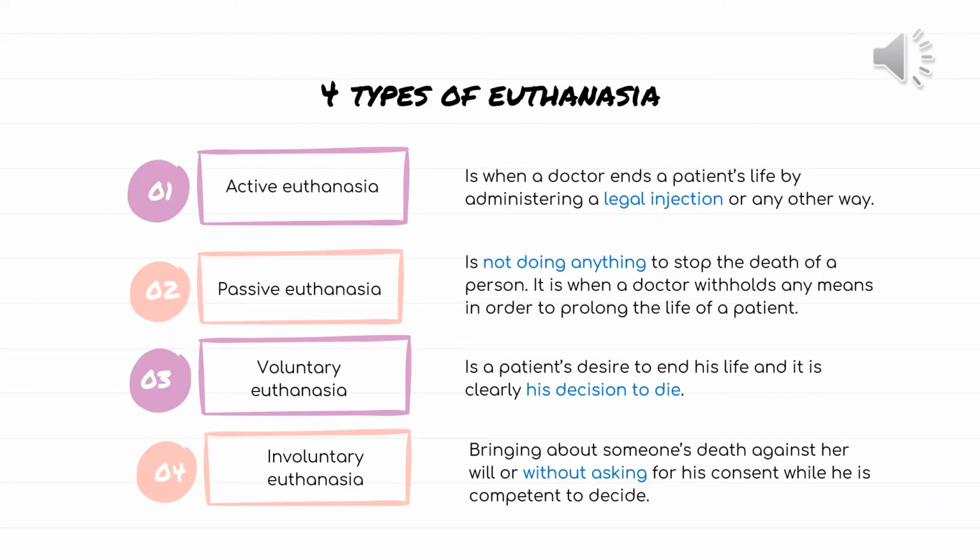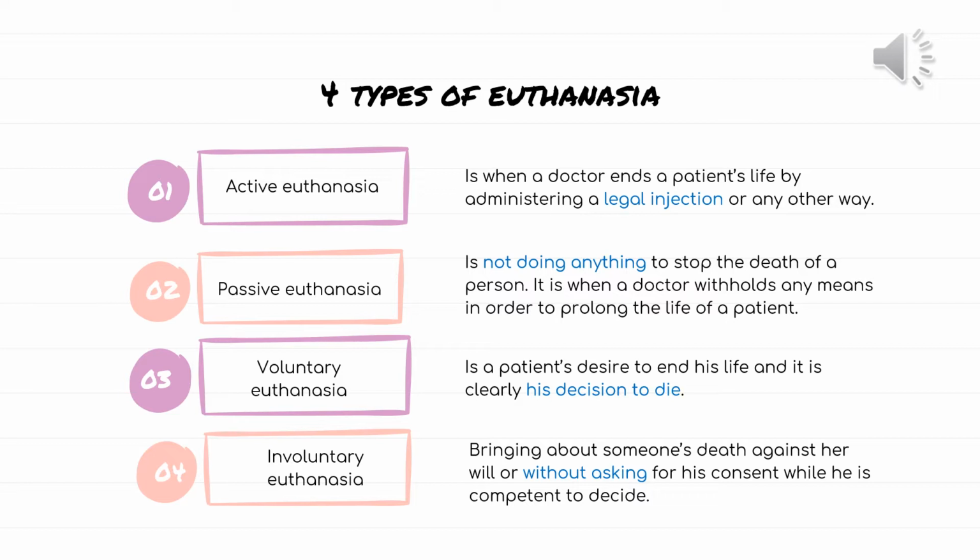There are 4 types of euthanasia. First, active euthanasia is when a doctor ends a patient's life by administering a lethal injection or any other way. Second, passive euthanasia is not doing anything to stop the death of a person. It is when a doctor withholds any means in order to prolong the life of a patient.